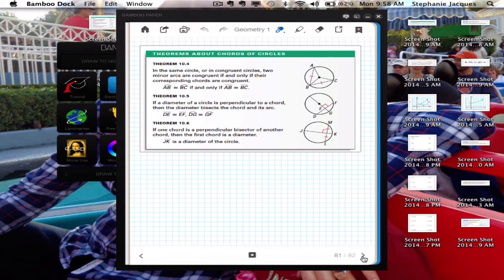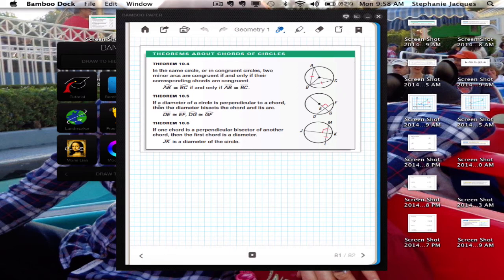Okay, let's look at some theorems. Theorem 10.4: in the same circle or in congruent circles, two minor arcs are congruent if and only if their corresponding chords are congruent. So we have AB, we have this arc here, and we have BC. The only way they are congruent is if BC is equal to AB, and in this case it is. So those are chords. They're not the diameter or the radius. They're going from one point of a circle to the next without passing through the center.